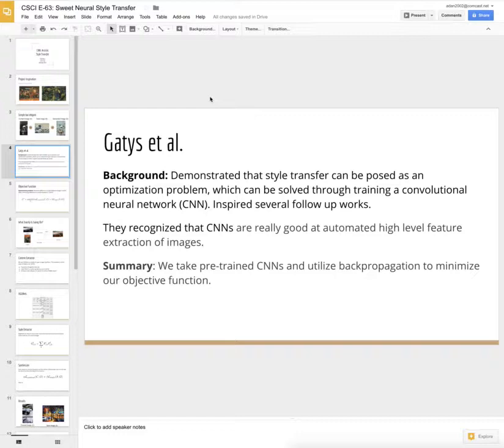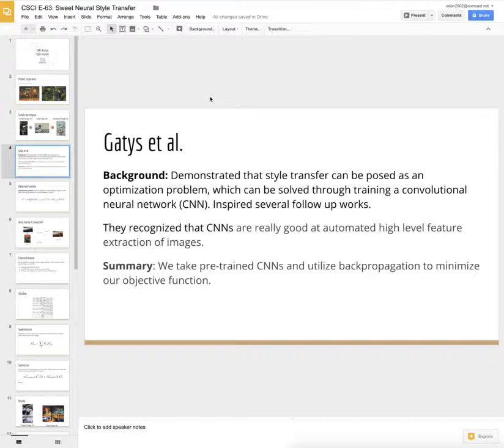Gatys et al. recognized that CNNs are really good at feature extraction of images. More so, they can extract features related to content and style. And because there's a lot of work that's been done with CNNs, they mostly deal with problems in computer vision. There was no need to build a new model architecture from scratch.